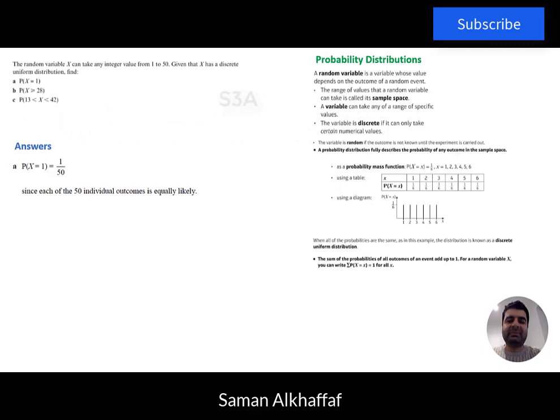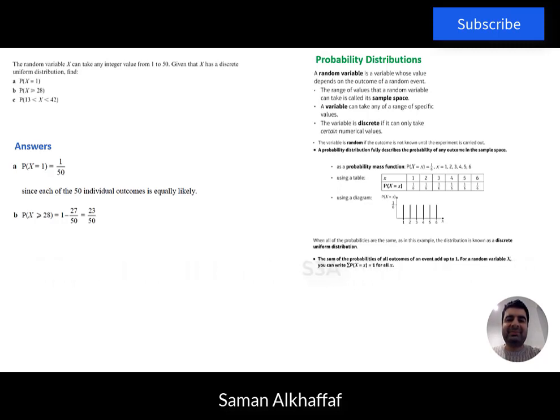For part B, we have X bigger than or equal to 28. In this scenario, we take it from the total, which is 1, and we take 27 out of 50 out of it, because we're mainly focusing on X bigger than or equal to 28. So that would give us 23 over 50 as the probability for X bigger than or equal to 28.